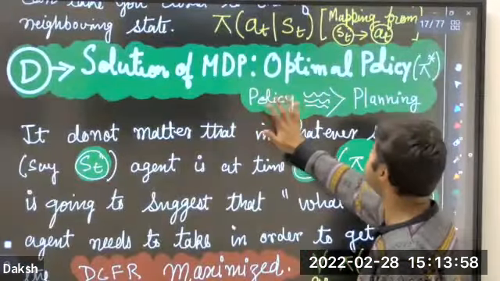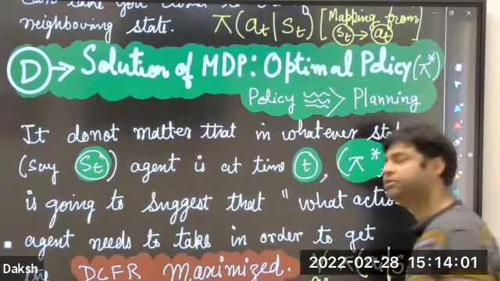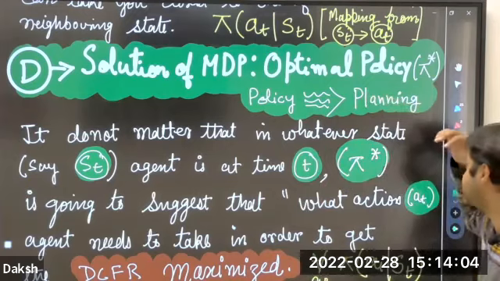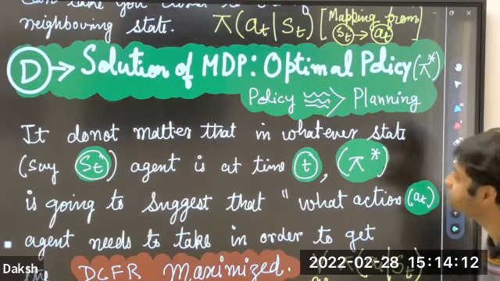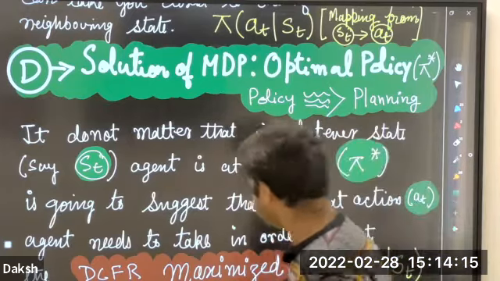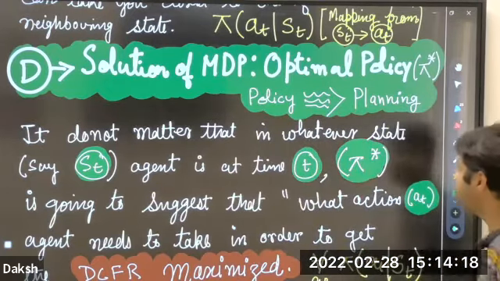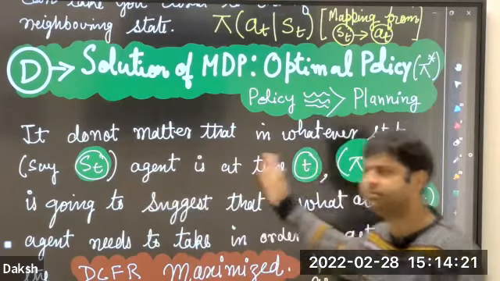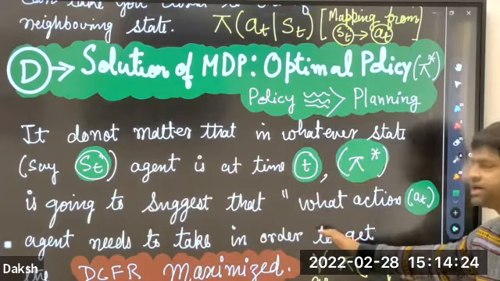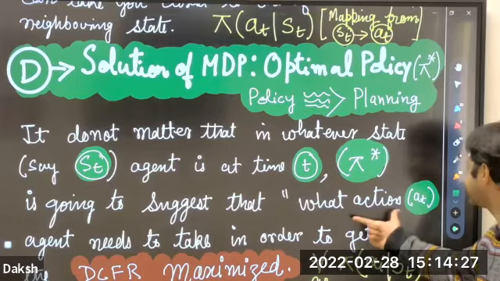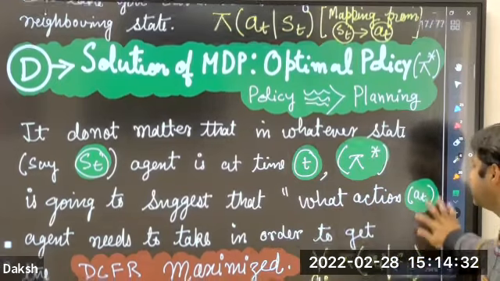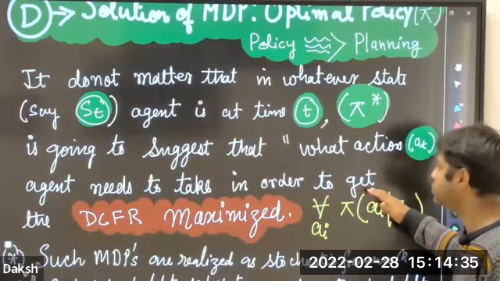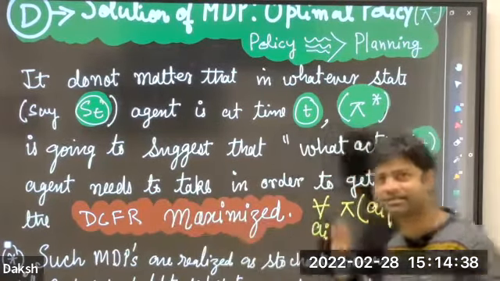So basically the solution of an MDP is the optimal policy. You need to give me an optimal policy, which essentially means you need to understand how to plan. So pi-star is an optimal policy. It says that no matter what state you are at at time t, I'm going to tell you the best action a_t you need to take in order to maximize your discounted cumulative future rewards.